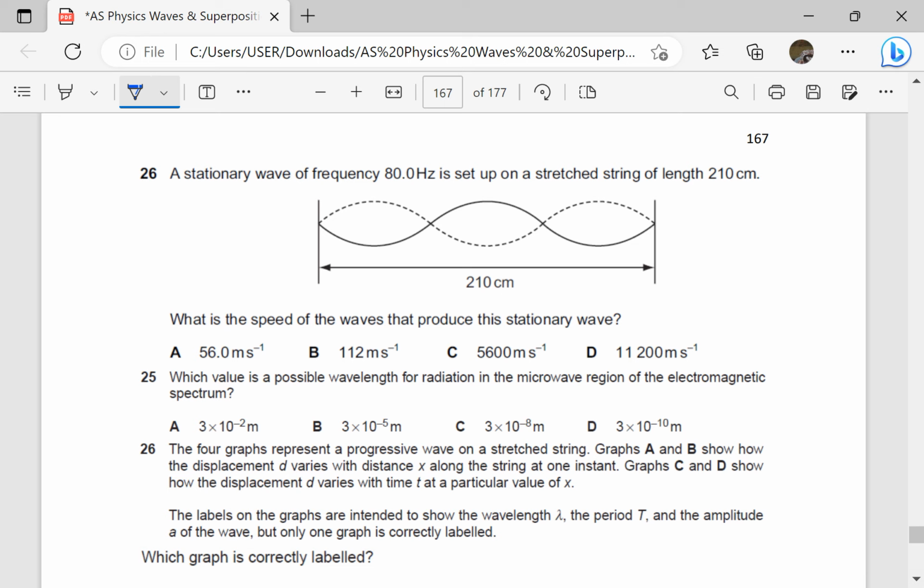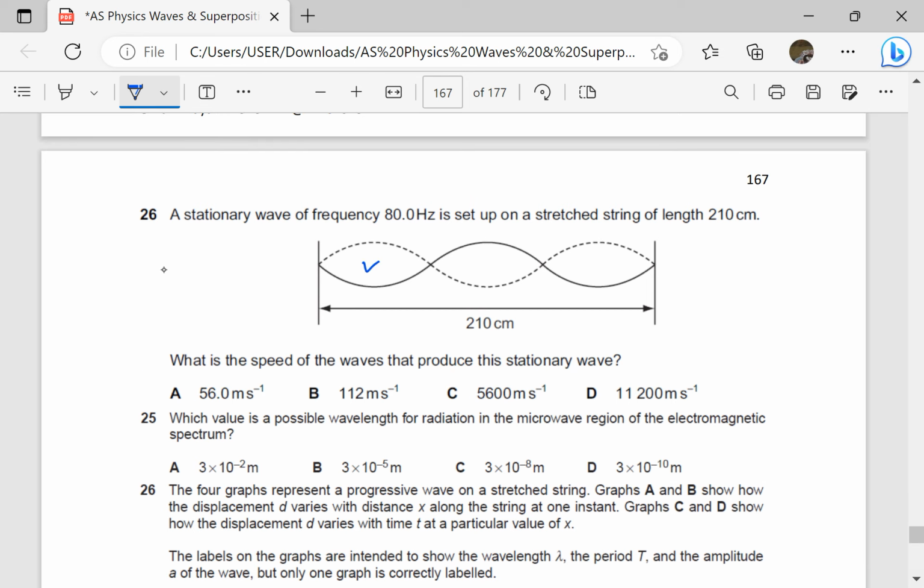A stationary wave of frequency 80 Hz is set up on a stretched string of length 210 centimeters. What is the speed of the waves that produce this stationary wave? Okay, so we have half a cycle plus half a cycle plus half a cycle. Those are three halves, which gives us 1.5, that is 3/2. Wavelength is equal to 210 divided by 3/2, so 210 is 7, 21 is 7 by 3, so 70 times 2, that is 140 centimeters. That is the wavelength.